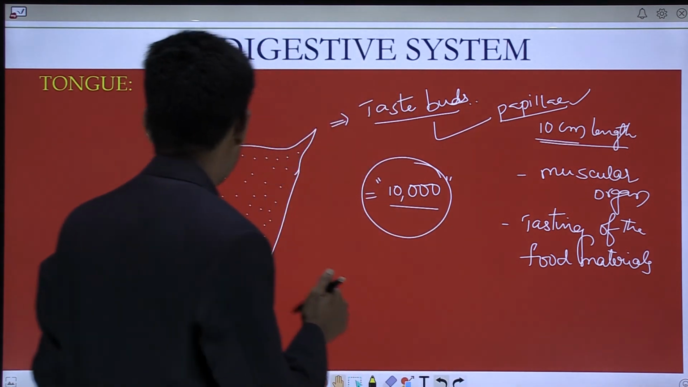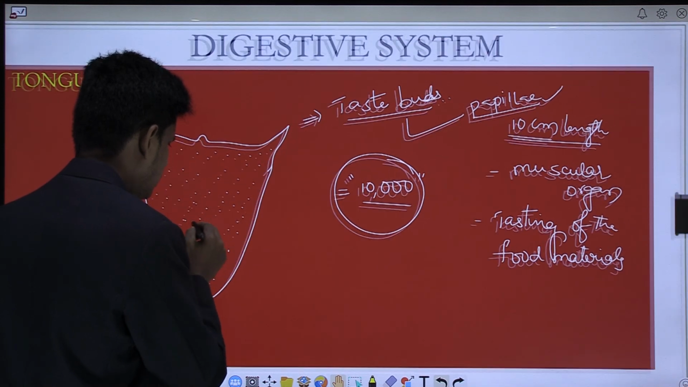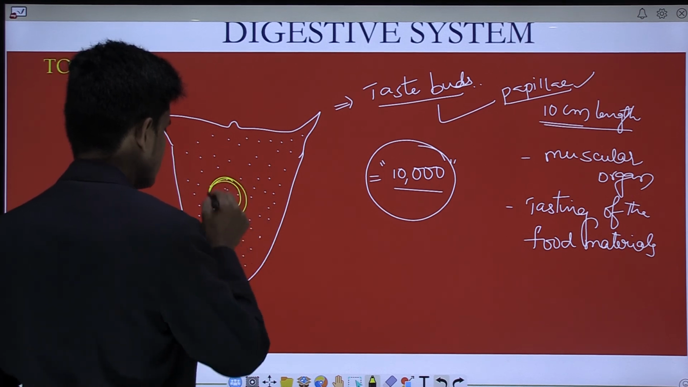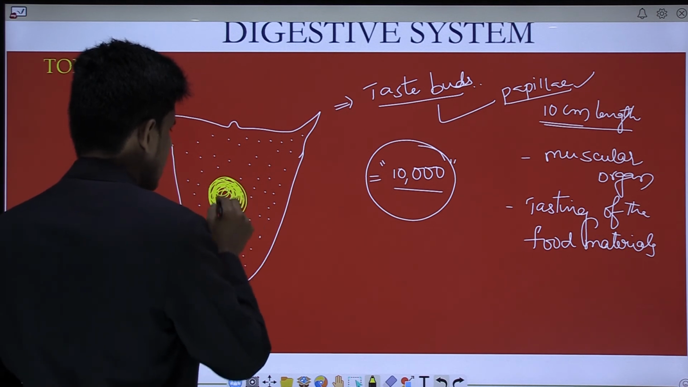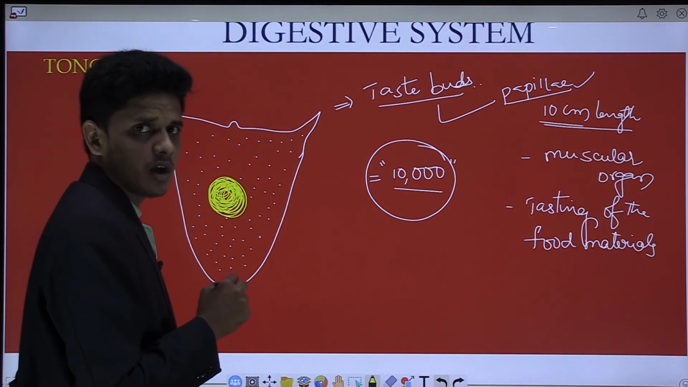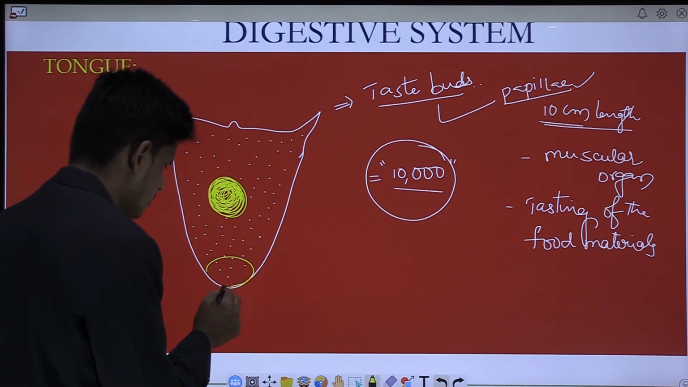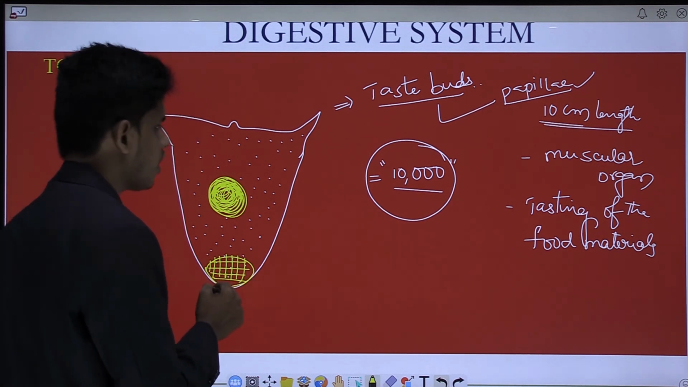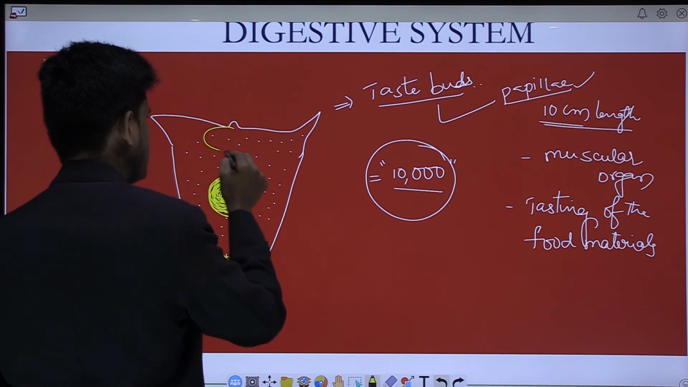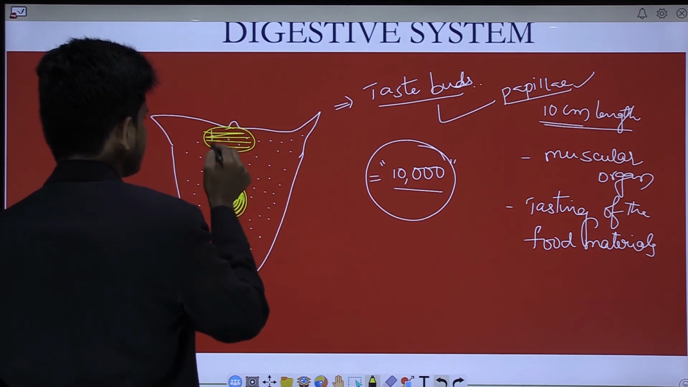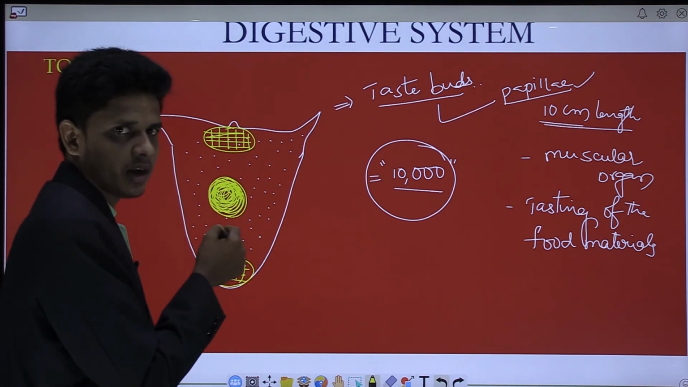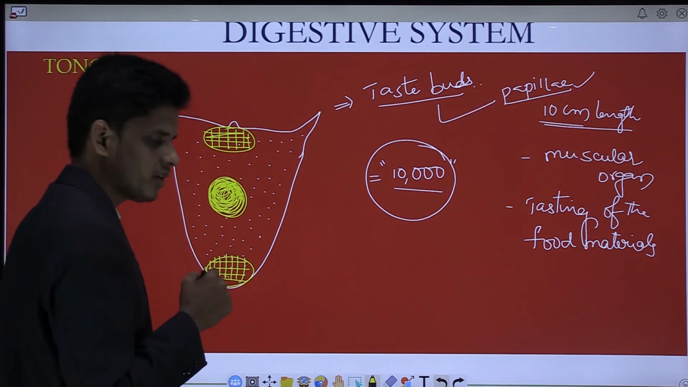If I give you one chocolate, you will keep it on the center part of the tongue. And if I give you salt to taste, you'll keep it here for the taste of the salt. And if I give you a bitter gourd, you will keep it here. So the base of the tongue can determine the bitter taste, the center portion of the tongue determines the sweet, and the tip of the tongue determines the salt of the food material.